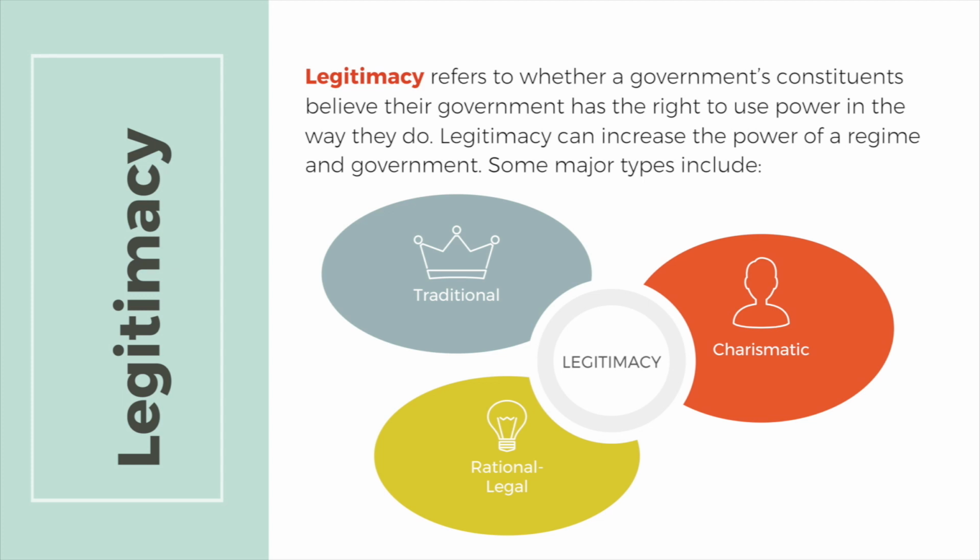Earlier, I had talked about Max Weber and his famous definition of a state. Weber described three distinct sources of legitimacy that are useful to us: traditional legitimacy, charismatic legitimacy, and rational legal legitimacy. Let's take a quick look at each of these.